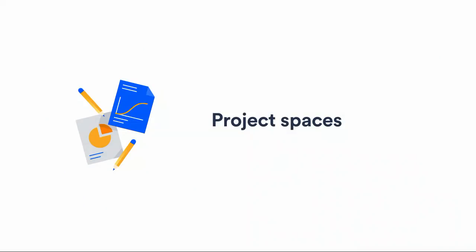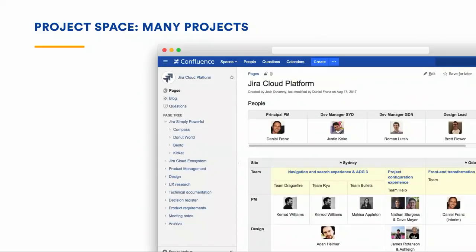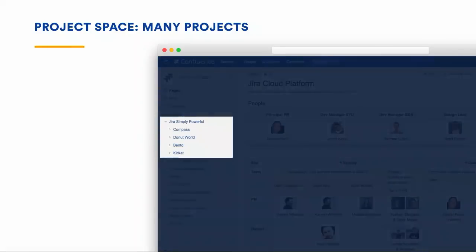Let's look at a project space. Here's one example of a team's project space. They run many projects out of this one space, which is a question I get a lot. And how do they do that? First, this is the Jira Cloud Platform space, and they have collector pages for each project: Compass, Donut World, Bento, and KitKat.